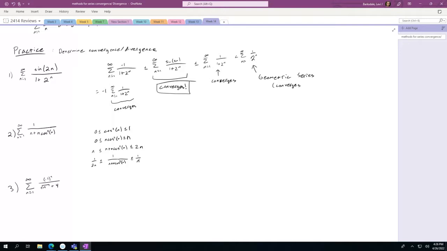Mm-hmm. Well, I know that this is smaller than this. So I have the sum from 1 to infinity of 1/2n would be smaller than the sum from 1 to infinity of 1/(n plus n cosine squared n), right? Yeah. Well, does 1/2n converge or diverge? It diverges. Right, we can just write it as 1/2 times the sum of 1/n. And this one diverges by p-series.